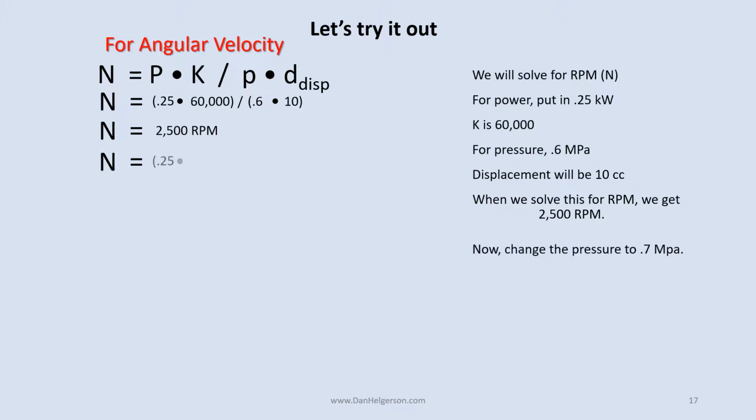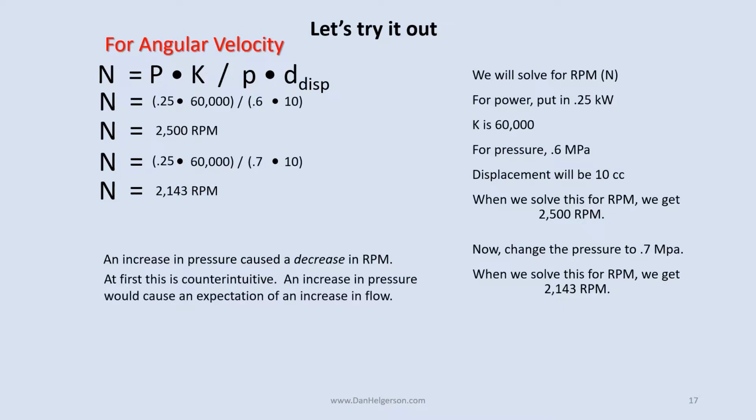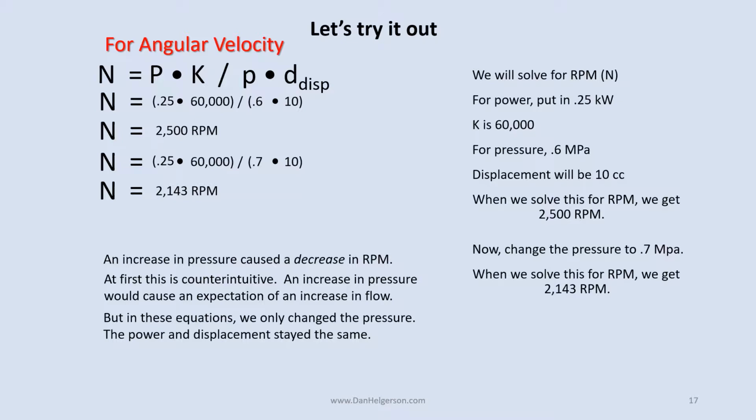Now, change the pressure to 0.7 megapascals. When we solve this for RPM, we get 2,143 RPM. An increase in pressure caused a decrease in RPM. At first, this is counterintuitive. An increase in pressure would cause an expectation of an increase in flow. But in these equations, we only changed the pressure. The power and displacement stayed the same.